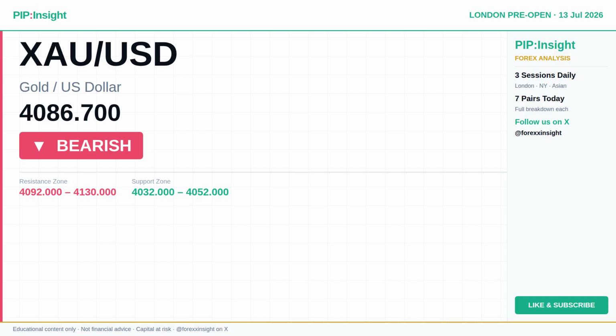On the fundamental side, today's calendar is relatively quiet for gold. We have Fed members Bowman and Waller speaking, and any hawkish tone on rates could firm up the dollar and add pressure on gold. Watch those $4,092 and $4,050 levels as the key pivots heading through the session.